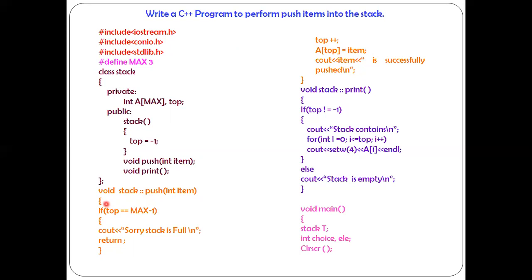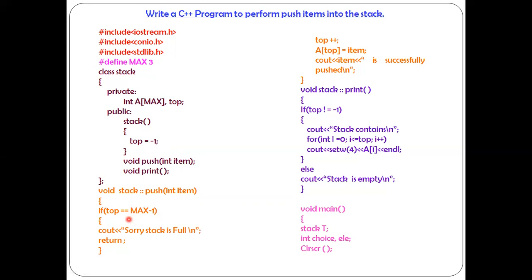In the next line, open flower bracket, if top is equals to max minus 1. This is called a comparison operator. So what is the value of top? Top is minus 1. Minus 1 is equals to max minus 1. Max is 3, and 3 minus 1 is 2, right? So we'll substitute the value of top and max minus 1. Top is minus 1. Minus 1 is equal to 3 minus 1, which is 2. Minus 1 is equal to 2.